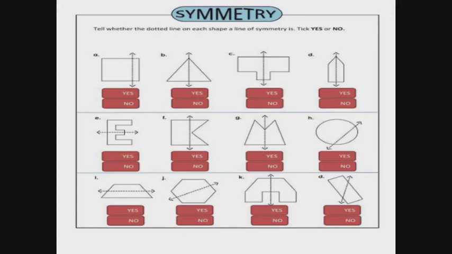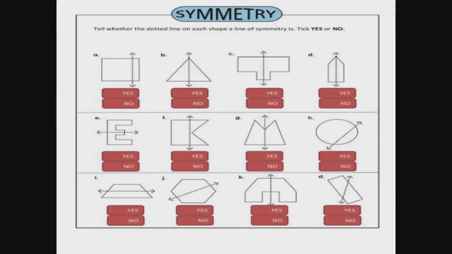Tick yes or no. A. Is that dotted line a line of symmetry? We have already answered that. The answer is no. B. It is correct. This is the line of symmetry. Now C. Oh yes, this is a line of symmetry. D. Wow, it is a line of symmetry. E. Is that a line of symmetry? It is a line of symmetry.